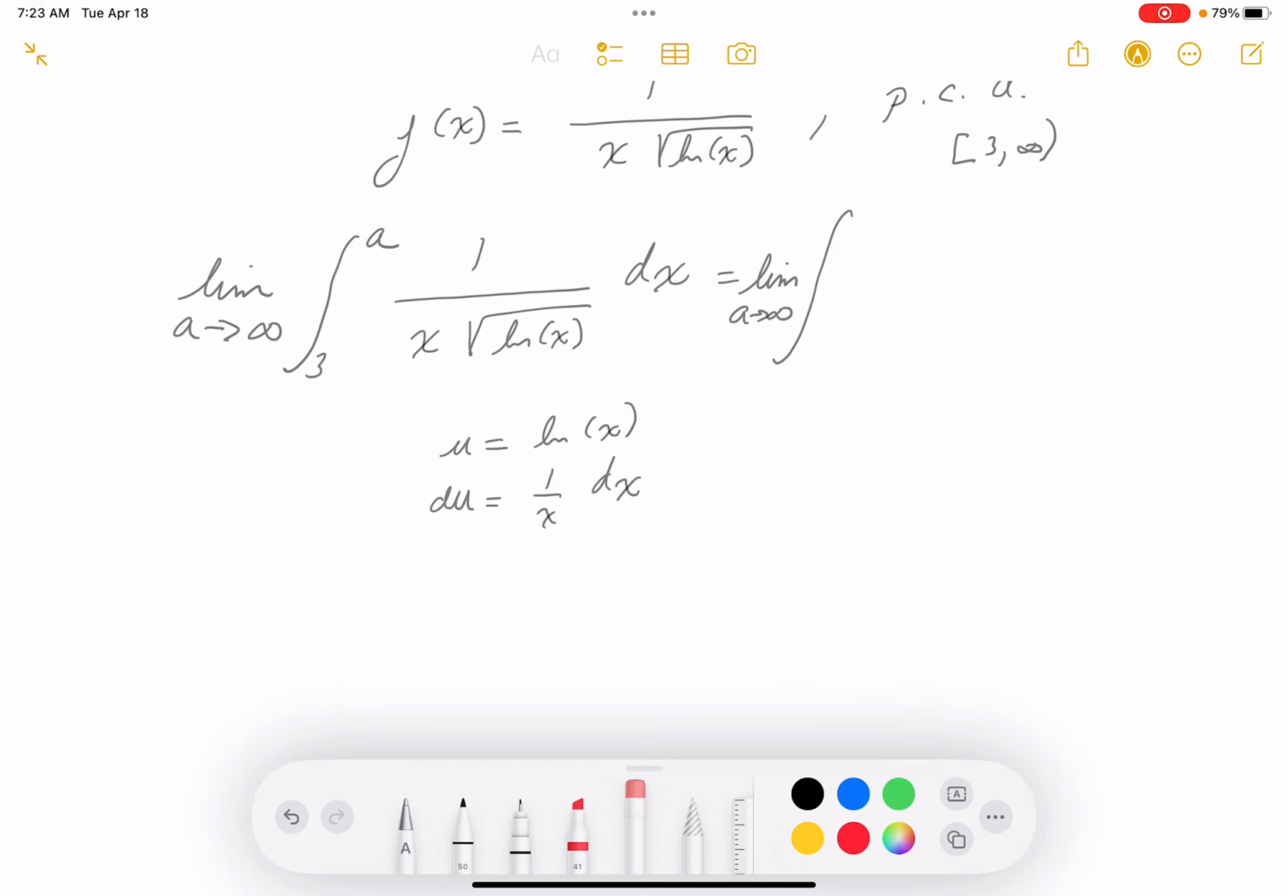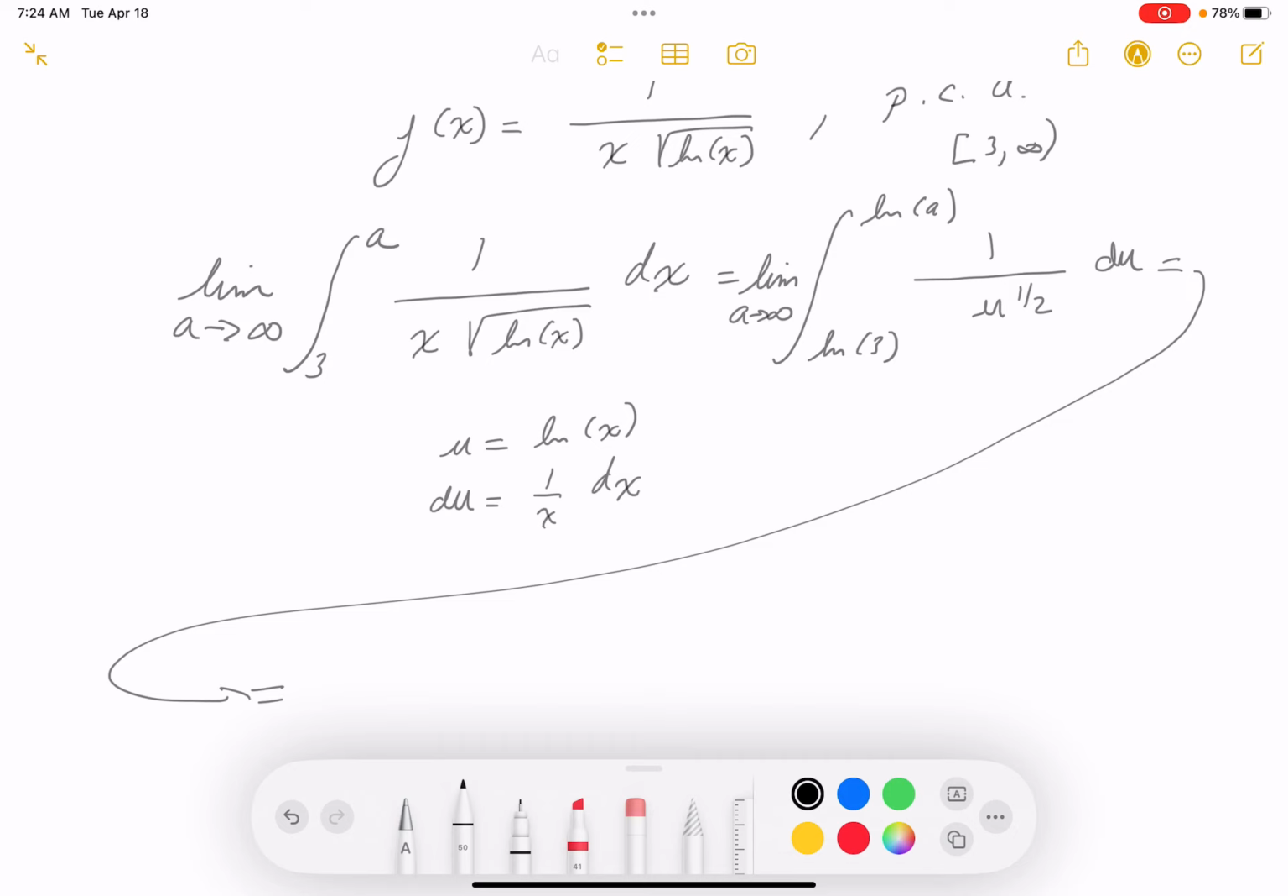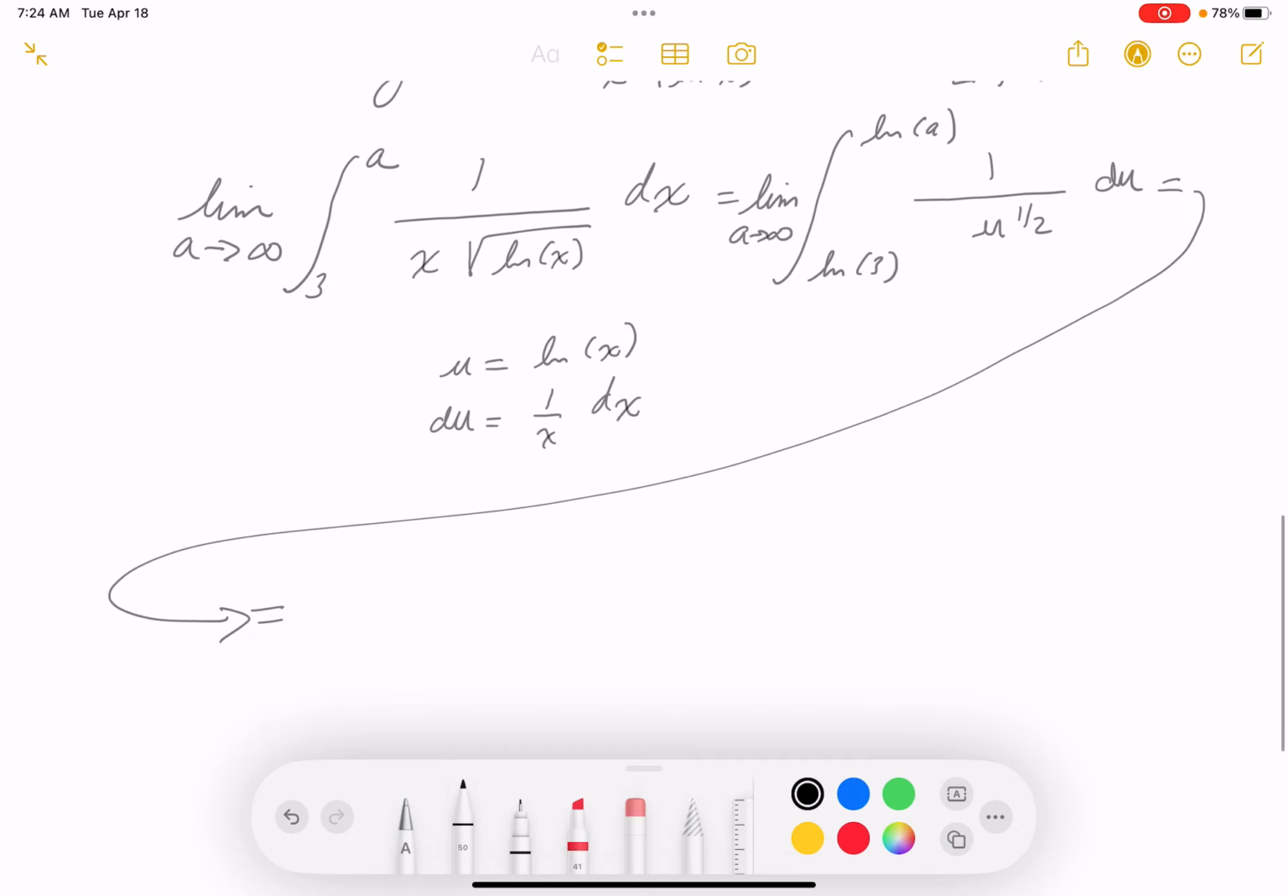What's the upper limit going to be? That's going to be the natural log of a. What's on the bottom? It's going to be the natural log of 3. What's over here? Let's write this down carefully. I see the 1 over x dx, that's just du. And then I see u to the 1/2 power.